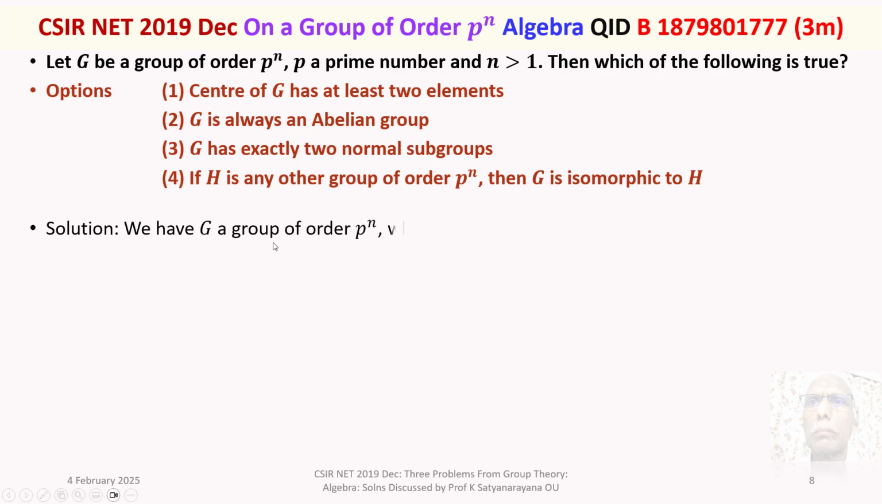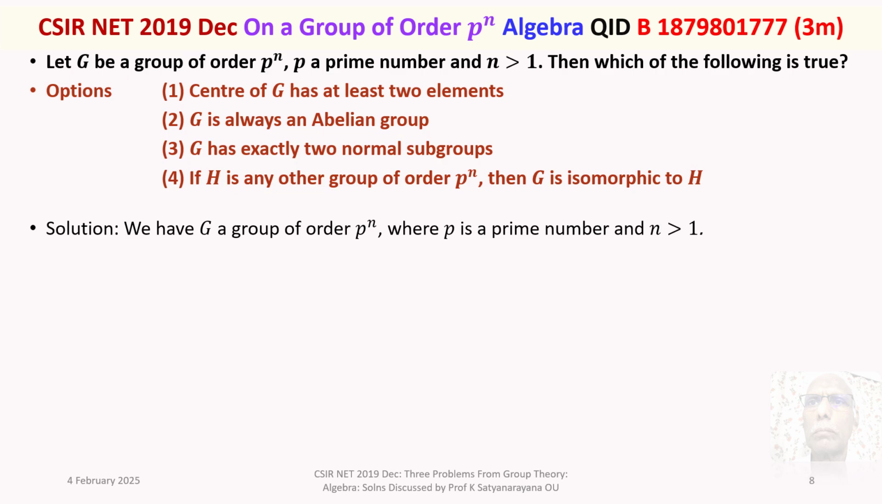We have G, a group of order p to the power of n, where p is a prime number and n is a natural number greater than 1. Look at all these 4 statements. We have to find out a true statement, only one statement. Look at option 1. Center of G has at least 2 elements. If you have a G of order p to the power of n, where p is a prime number and n greater than 1, it is very well known.